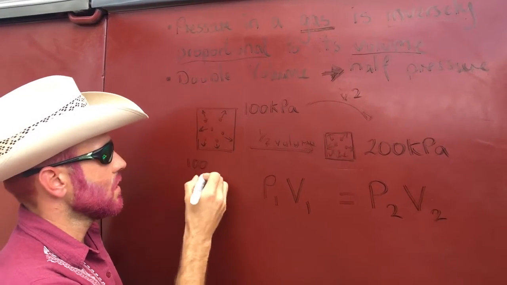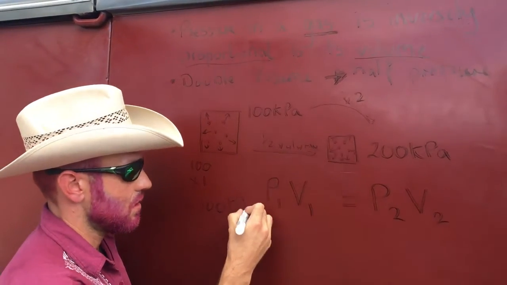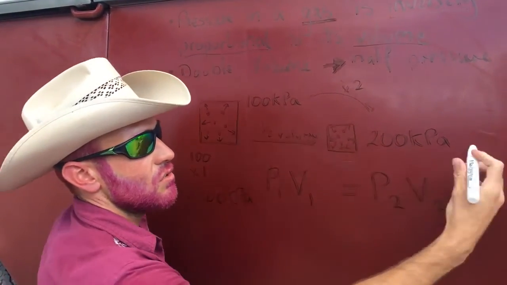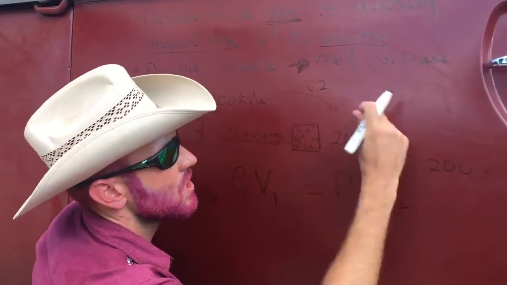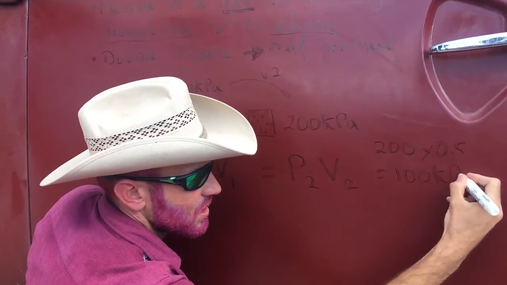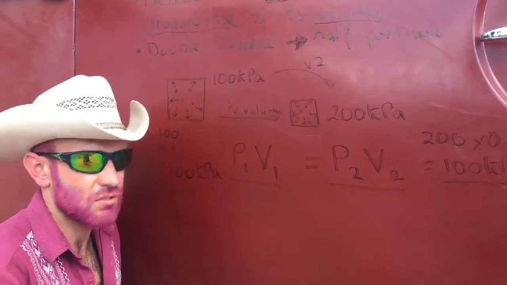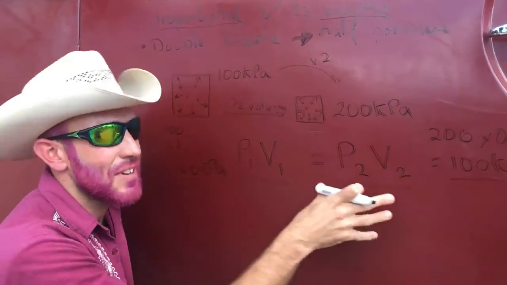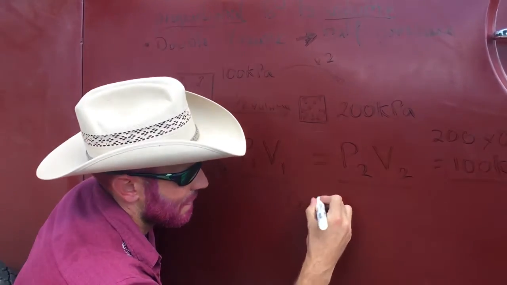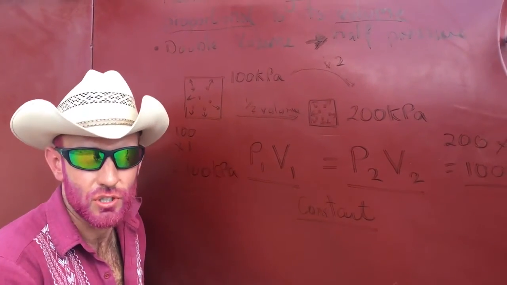I can show that: 100 times 1 is 100 kPa, and then 200 times half, or 0.5, is 100 kPa. So that pressure times volume of the first one is always the pressure times volume of the second one, which means that it's a constant, and the pressure and volume are inversely proportional.